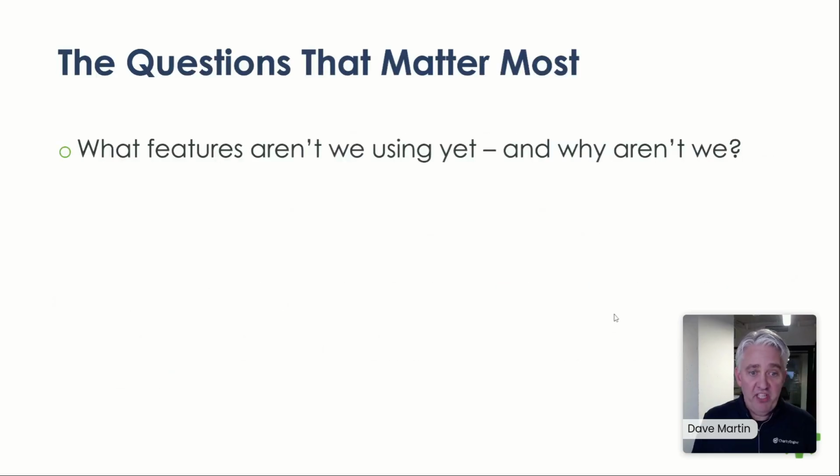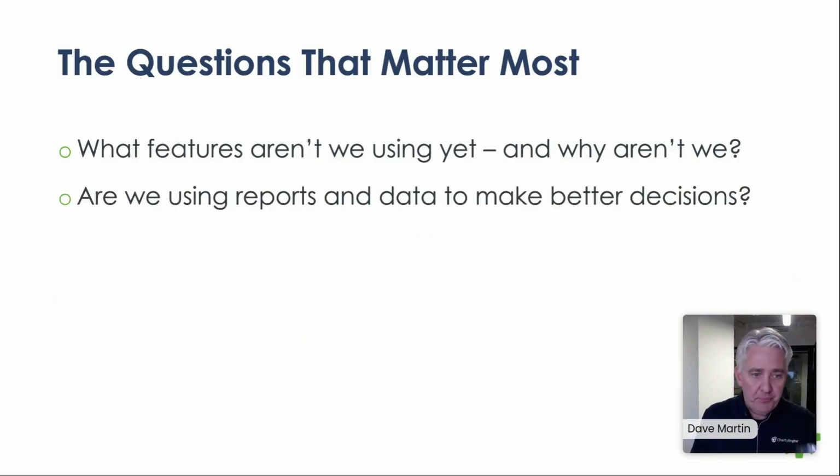Questions that matter most. What features aren't we using yet, and why aren't we using them? So we hear that sometimes, like, okay, we didn't even know that feature was there, right? So look at the platform holistically and understand, okay, there are other areas that we can be using. Maybe we're not using peer-to-peer, and that's one of the features within the platform, and we should be doing some peer-to-peer campaigns. Hey, this functionality is here, or advocacy, whatever it is, right?